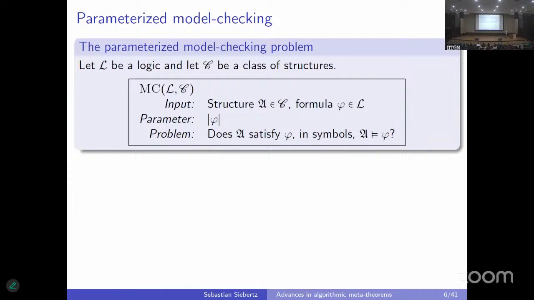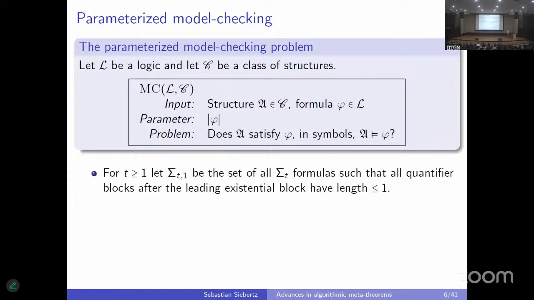What is the parameterized problem that we define? We want to know, given a structure and a formula, whether the formula is true in the structure, parameterized by the length of the formula. And here we do a refinement of those quantifier alternation hierarchies. So we let Sigma_t,1 be the set of all Sigma_t formulas where only the leading block may be unbounded, and after that you only have individual quantifiers.